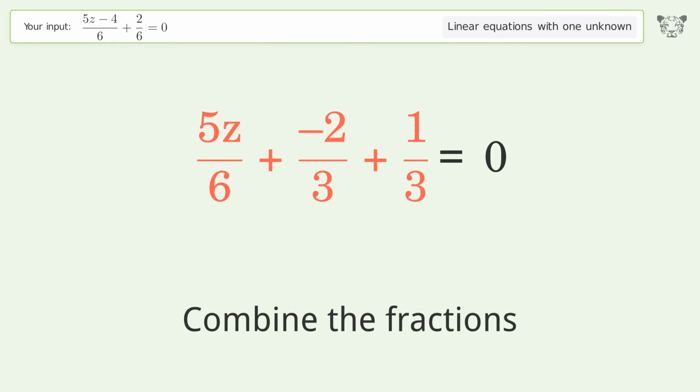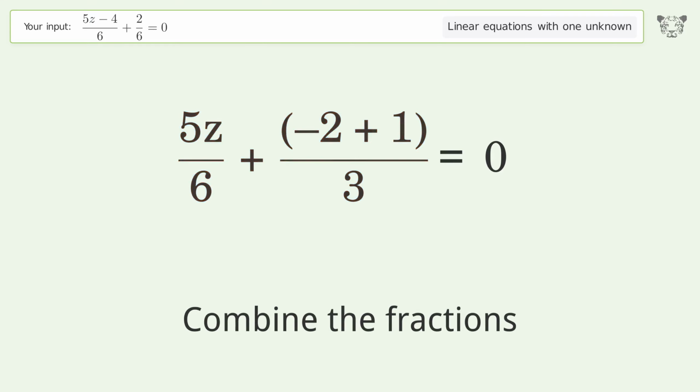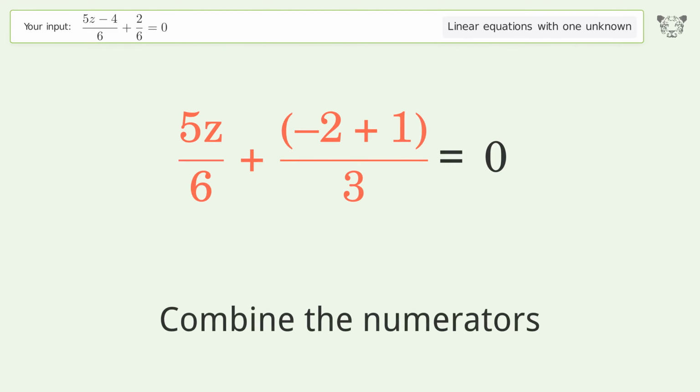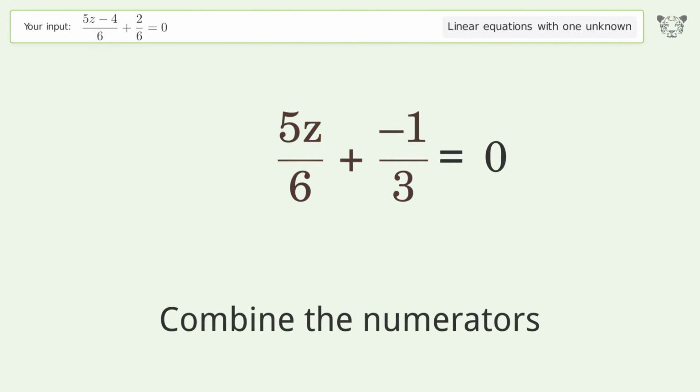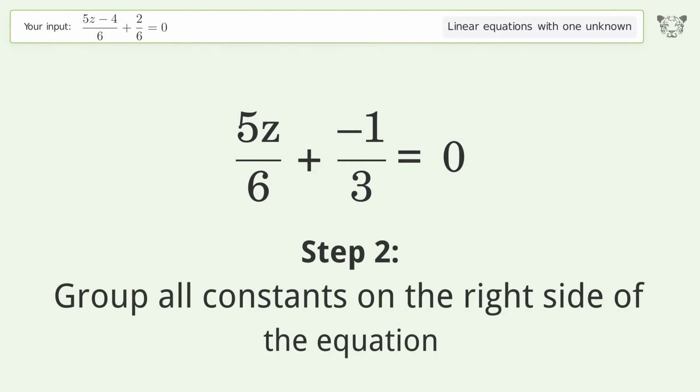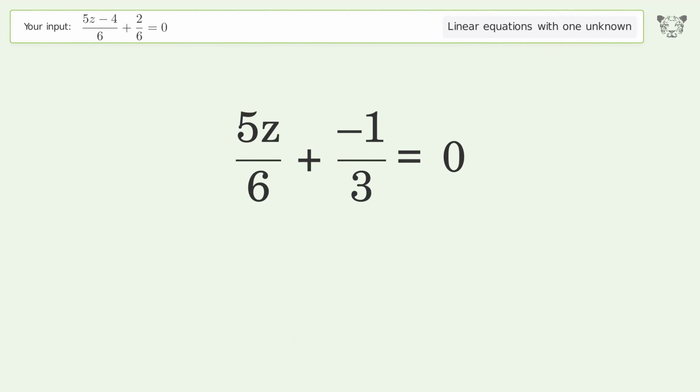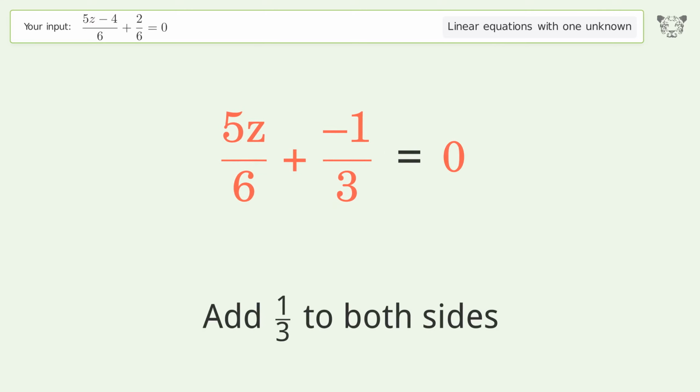Combine the fractions. Combine the numerators. Group all constants on the right side of the equation. Add 1 over 3 to both sides.